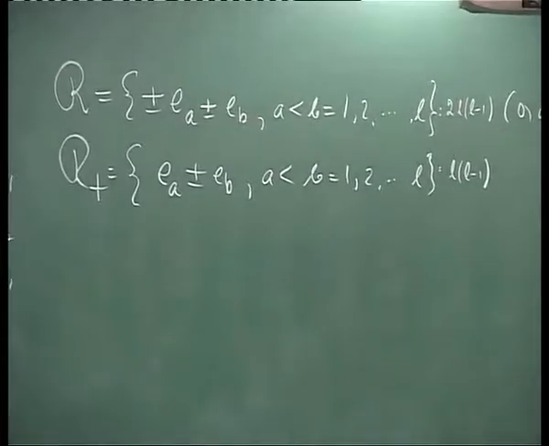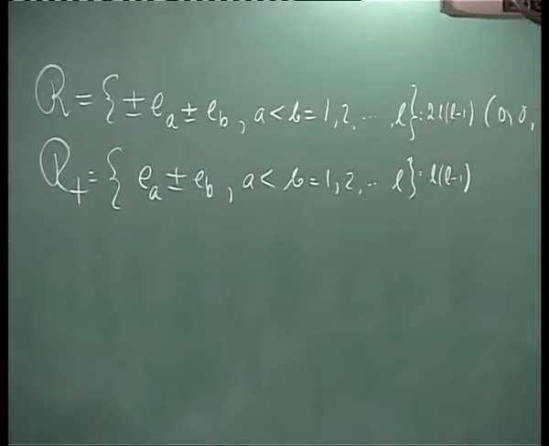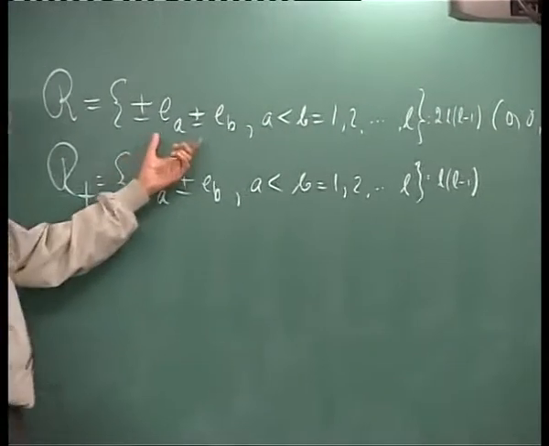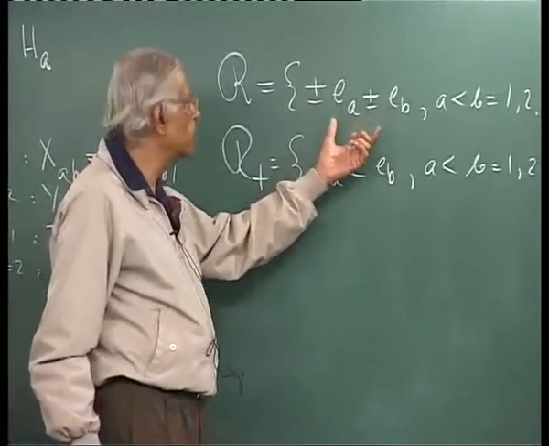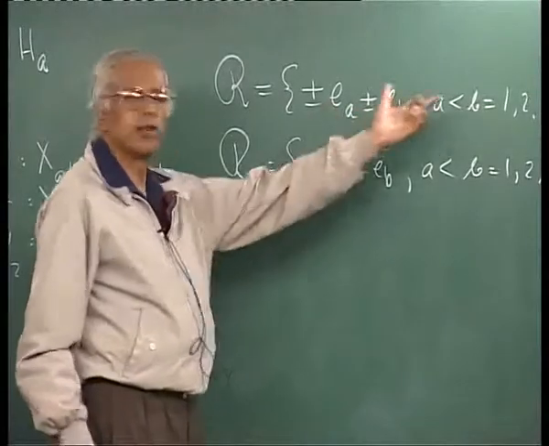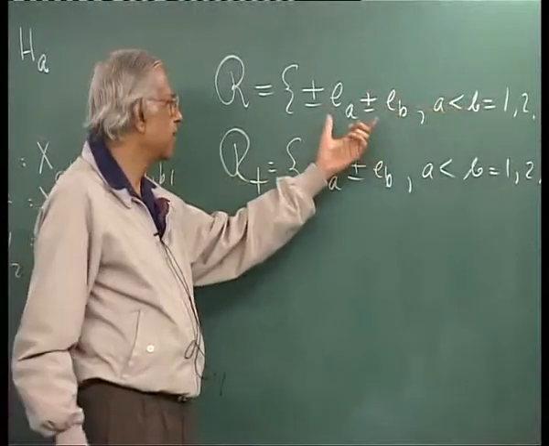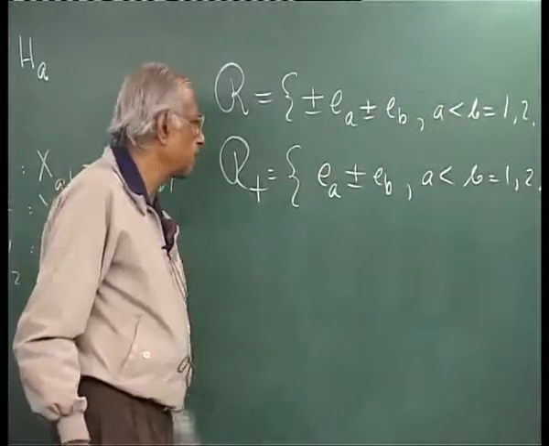Then what is the next step? Incidentally, I want you to appreciate that integer multiples of roots are not roots. This is something I had said long ago. So, these are the roots. 2 times a root is not a root. 3 times a root is not a root. So, these are the positive roots.